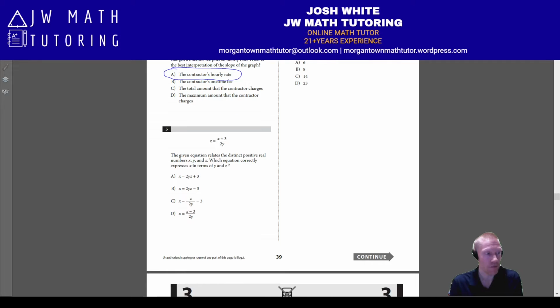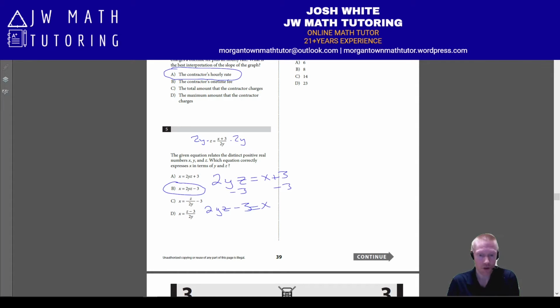Below that, we have problem number 5. For this one, we have a formula, and you want to solve this formula for x. There's multiple ways you could do this. Essentially, multiply on both sides by 2y. It's really the same as cross multiplying if you just put the z over a 1. So you get 2yz equal to x plus 3, and then you could just subtract 3. And so when it's solved for x, we get 2yz minus 3. So the correct answer for this problem is going to be letter B.